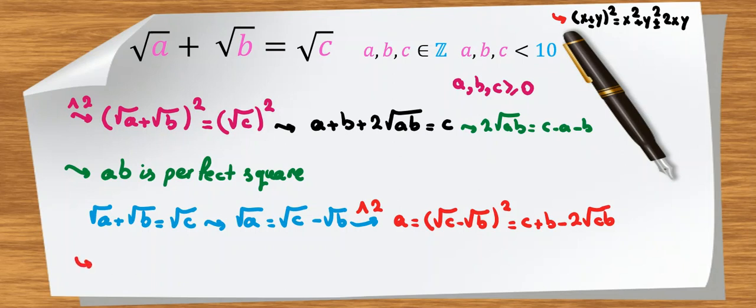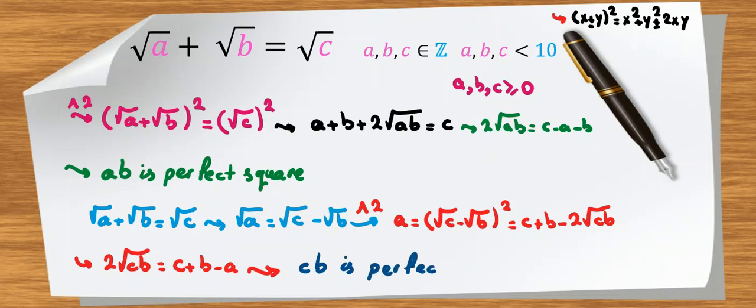And then, if we take negative 2 root cb to the left hand side, it will be c plus b minus a. Again, in the same way as for the previous part, we can say here that cb is a perfect square. And similarly, we can say CA is a perfect square. So we can say AB, AC, and BC are perfect square numbers.